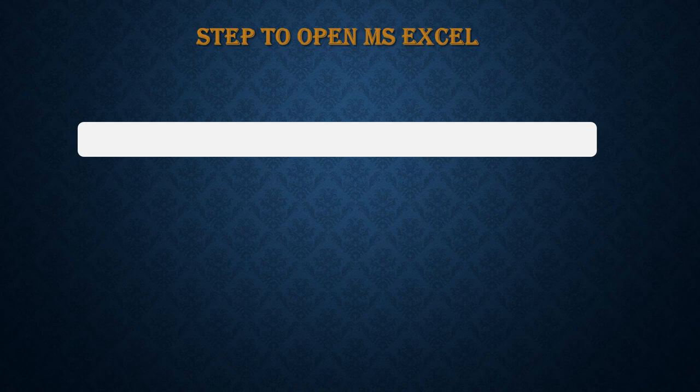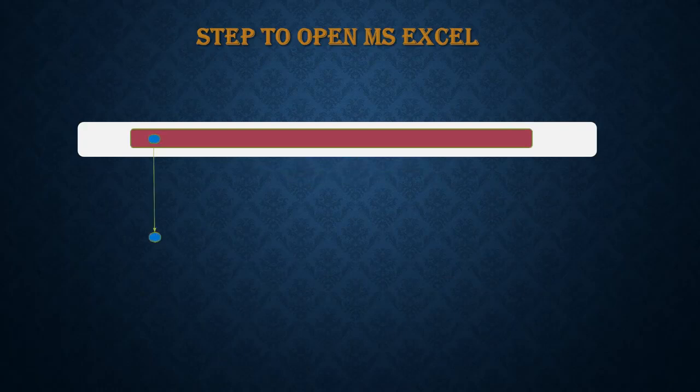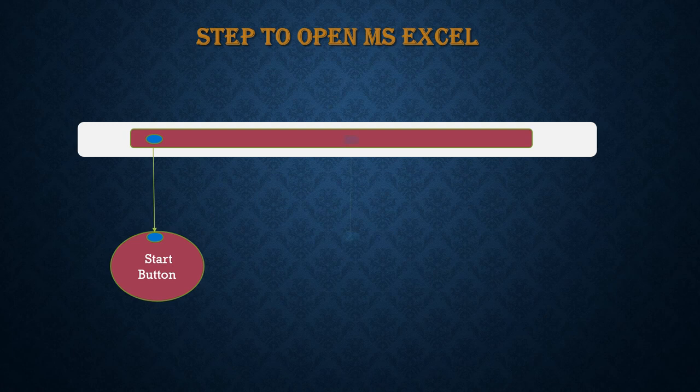The steps to open MS Excel. Do you know how to open MS Excel? Some of you know. It is easy. The first step, we have to click the start button. You know where it is, on the left side, in the corner. Click the start button. After that, click MS Office.